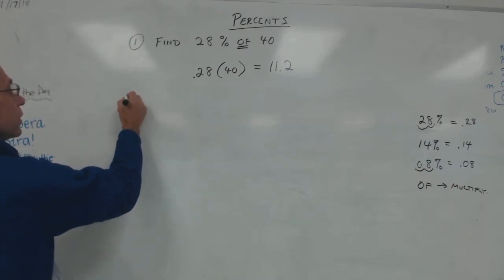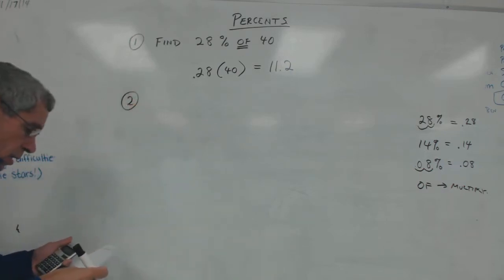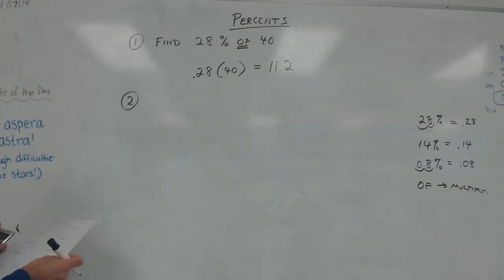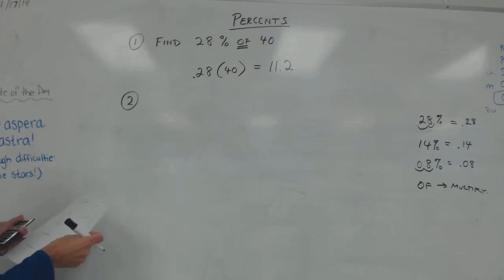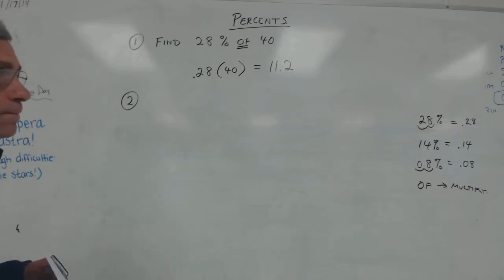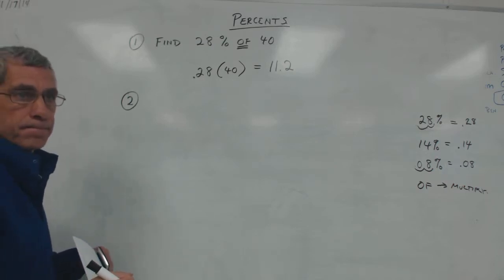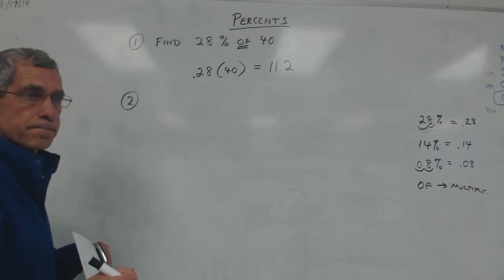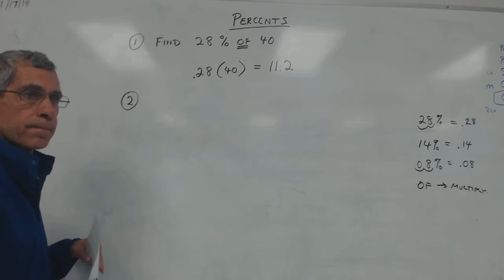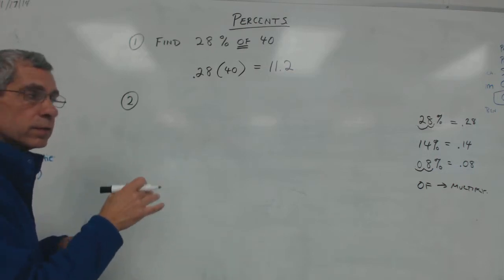Okay, how about this one? I'm just going to do one of each type that you're going to see. There's also a way to do it on paper rather than with a calculator. You multiply 28 times 40 itself, remembering that 0.28 has the decimal 2 places in front of it. Then you get your answer, and you just move the decimal twice to the left.